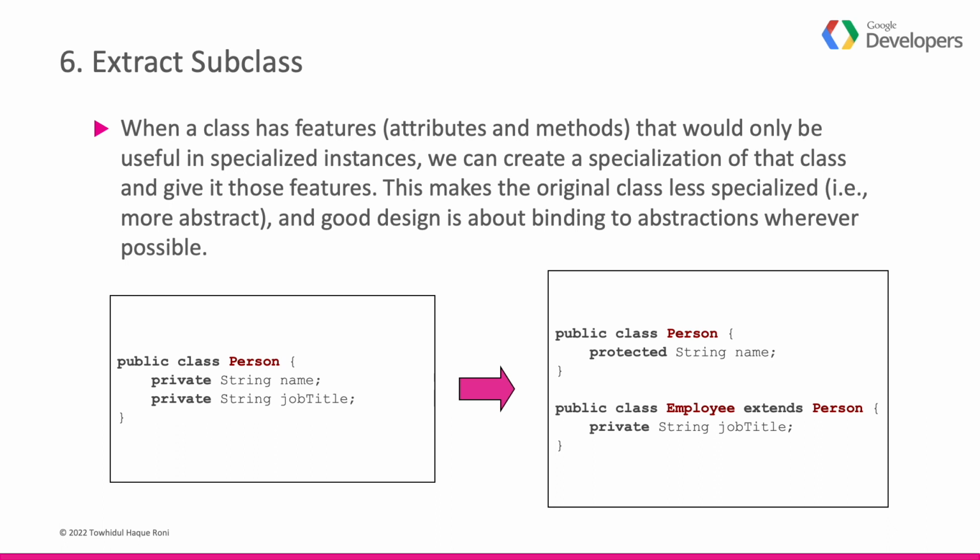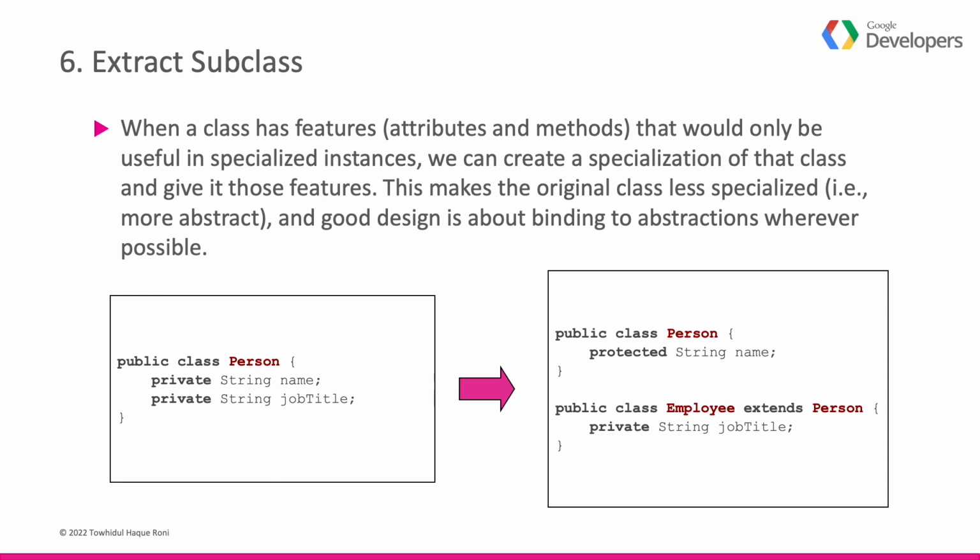Consider the original person class. In this scenario, job title is a feature specific to employees. To enhance the design, we can create a more abstract person class. Then we can derive a specialized employee subclass that includes the job title attribute.